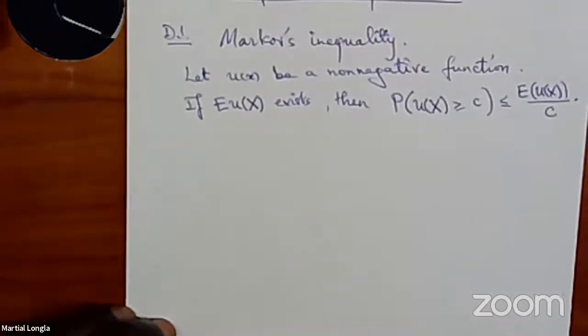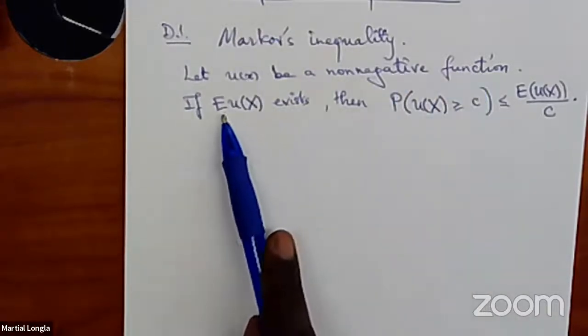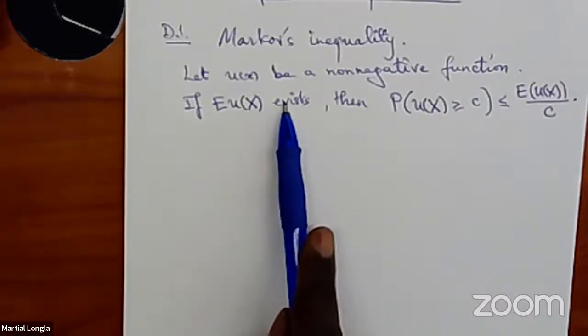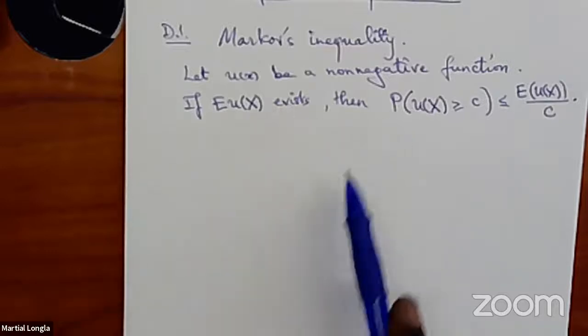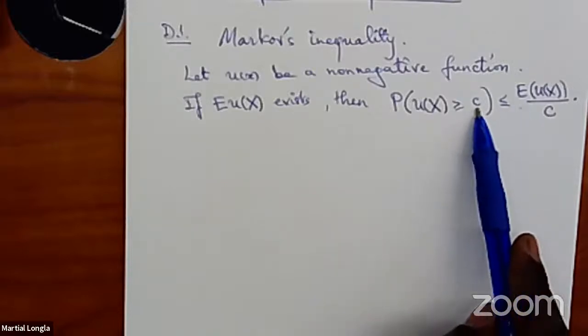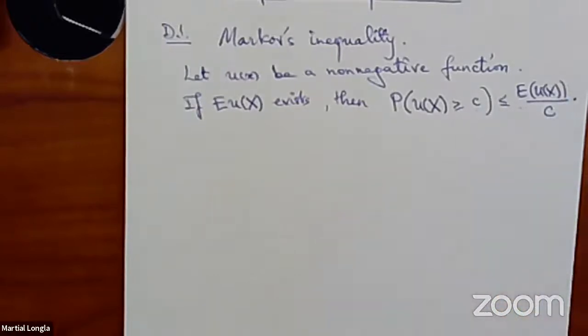So if we have a non-negative function and we know the expected value of that non-negative function exists, which means it is finite, then we can always find an upper bound for any c on the probability that u of x is larger than c, as the expected value divided by that constant. Why is this the case?